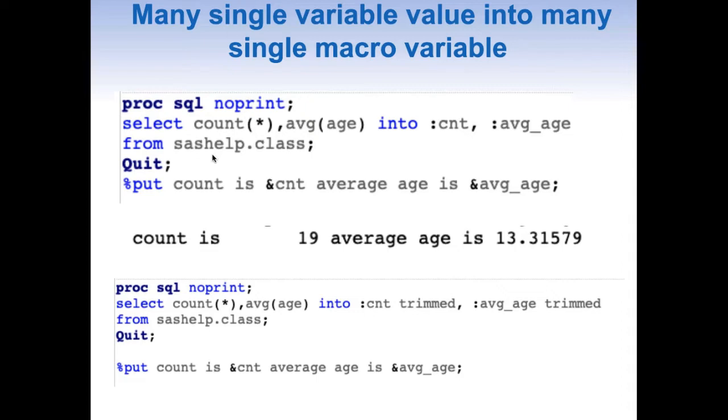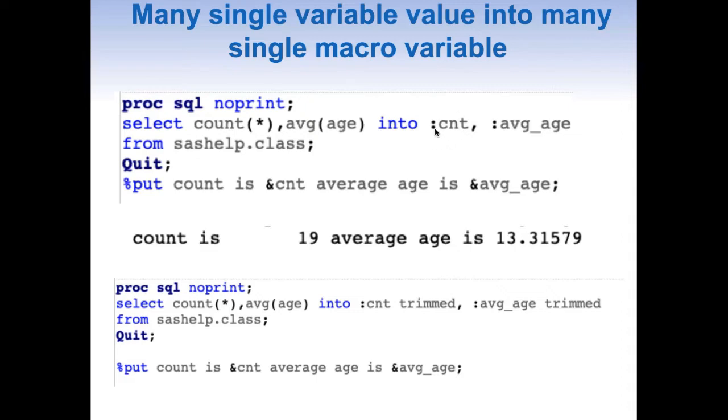Here I have the same example that I have previously shown. In the earlier example, we did a count star and had one macro variable created. Here I'm also interested in average age, so after count star, comma, I'm saying avg and running it on age, and then I'm capturing into two macro variables.